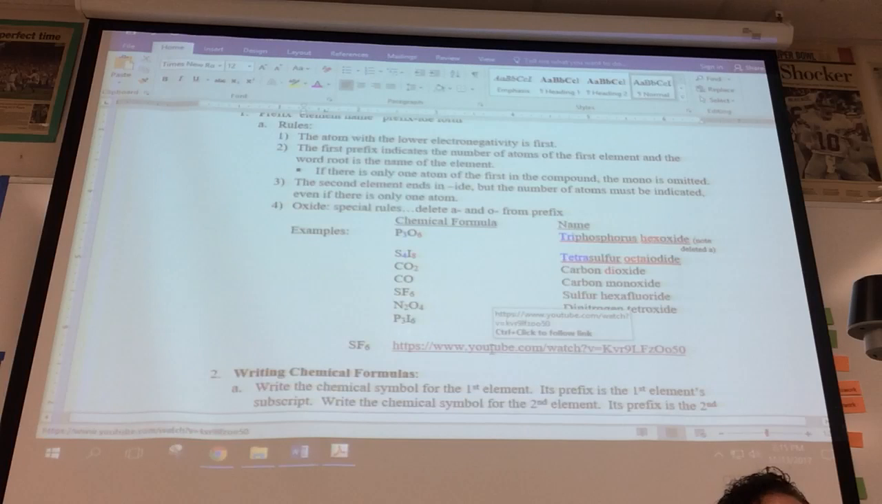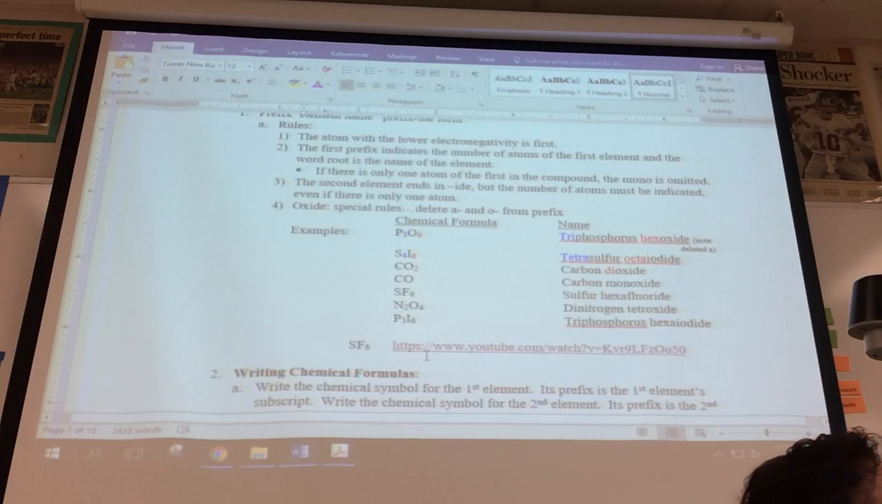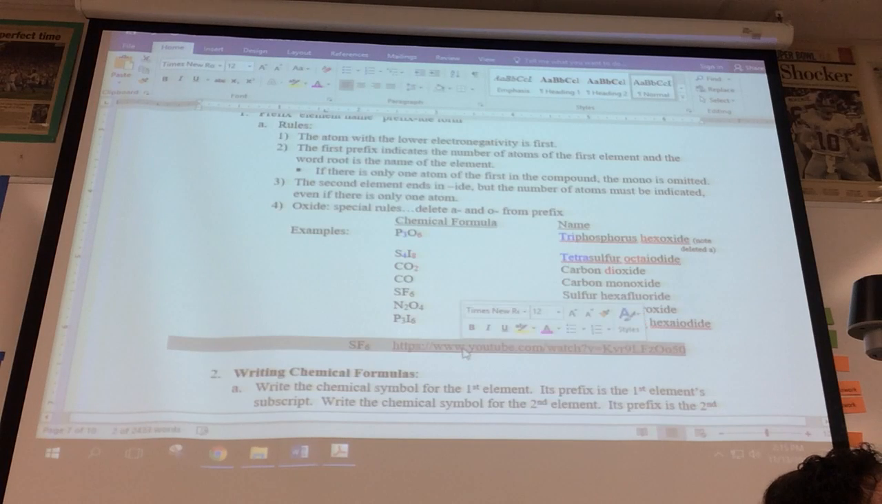What about this one? Sydney, go ahead. Yep. All right. Sulfur hexafluoride has a very interesting effect on the voice.